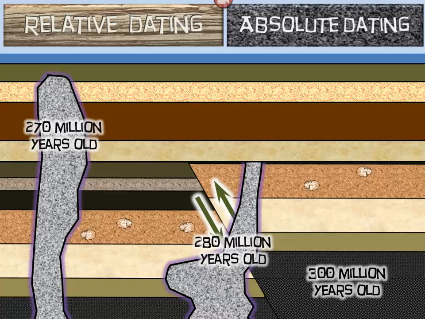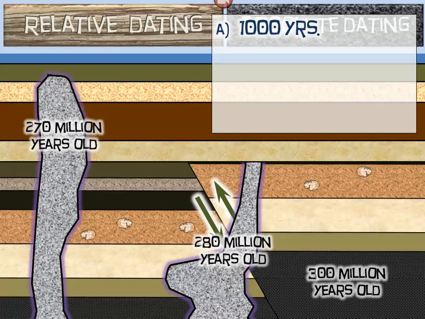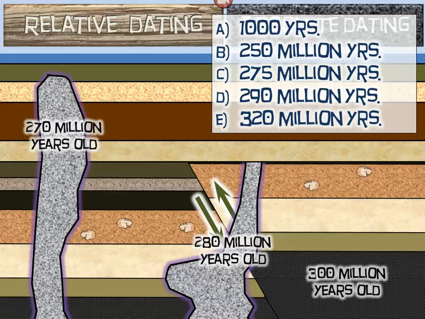Here are some choices. Let's see if you can figure this out. Would it be 1,000 years old, 250 million years old, 275 million years old, 290 million years, or 320 million years? Go ahead and pause and see if you can figure it out. You may need to list out what happened first. So maybe list out, okay, number one, basalt was laid down. Number two, three, this happened. Four, this happened. And see if you can figure out how old those fossils must be. Go ahead and pause it, and I'll come back with an answer.